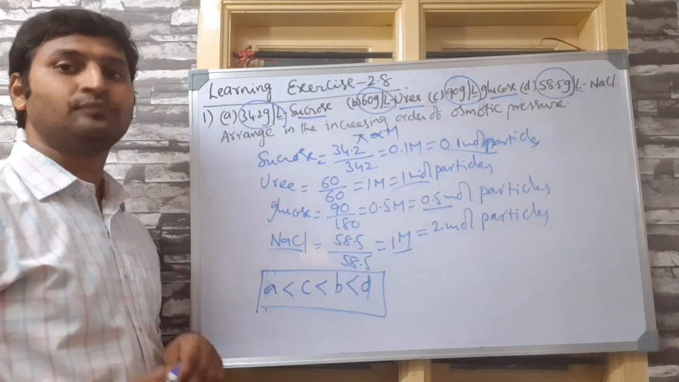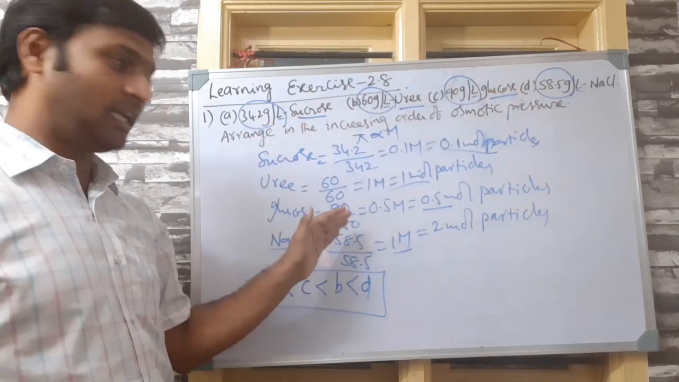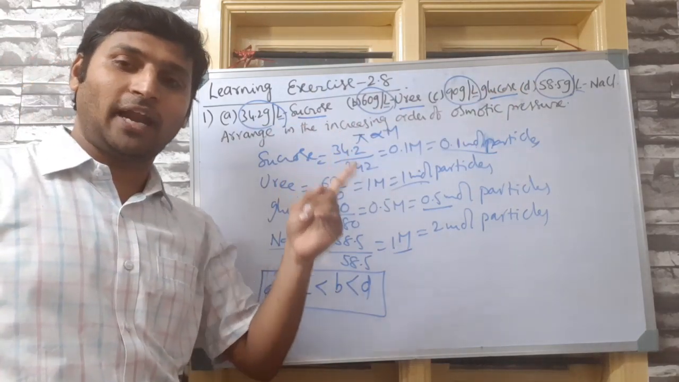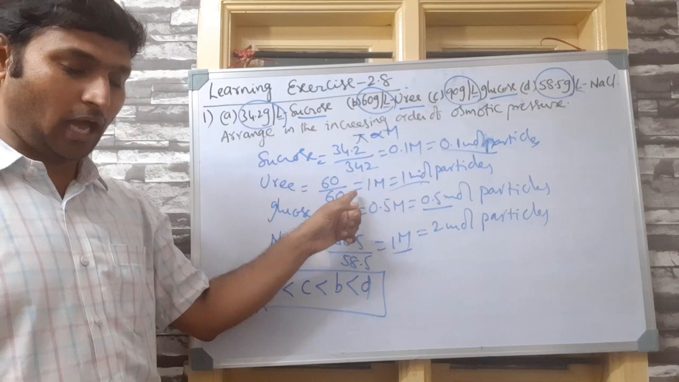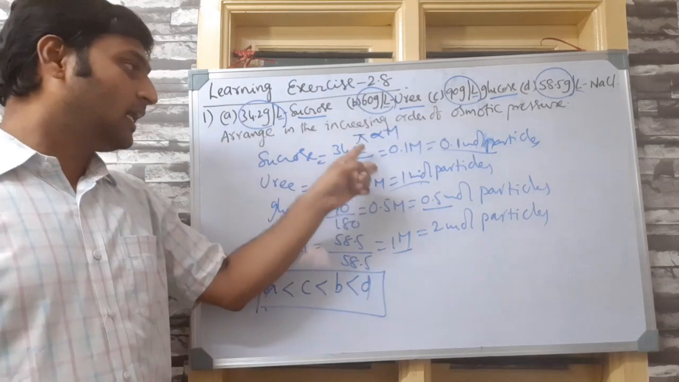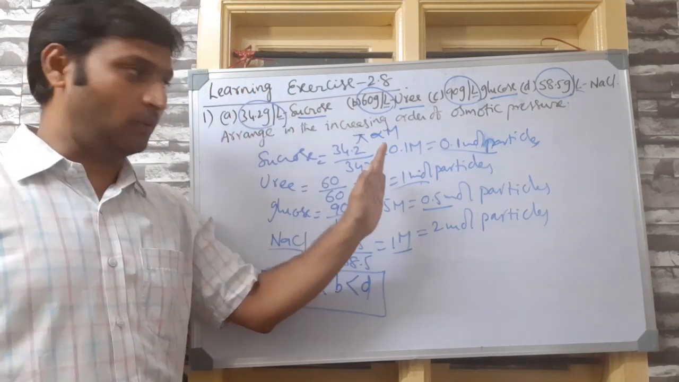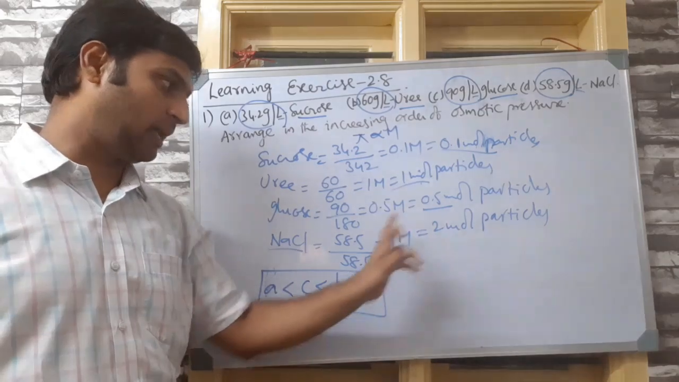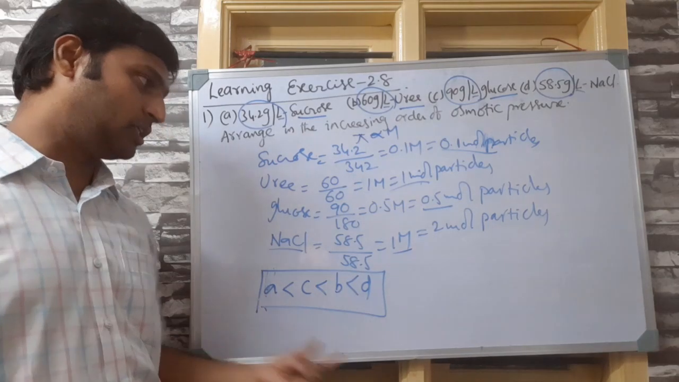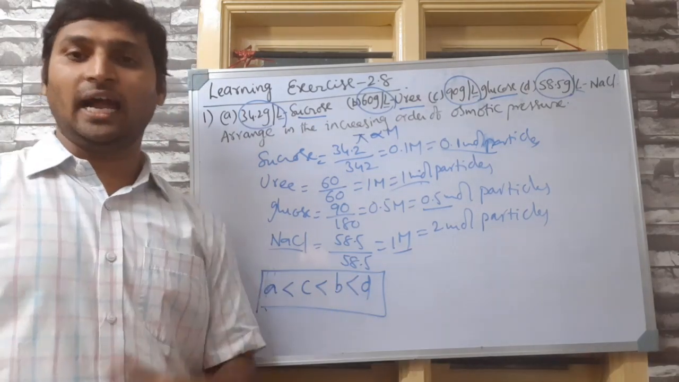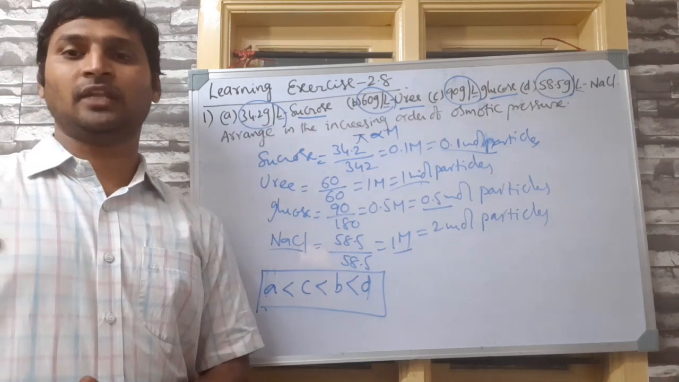Repeat. I found number of particles. First I found concentration for each, and concentration is multiplied by the number of particles produced by dissociation. In case of these three non-electrolytes, that is solutes, there is no dissociation, so number of particles will be 1 only. So molarity is equal to number of particles. Here I multiplied by 2. Then compare the particles. The one with least number of particles will have least osmotic pressure. The one with highest number of particles will have highest osmotic pressure. That is your question number 1 from learning exercise 2.8. Let's go to question number 2.